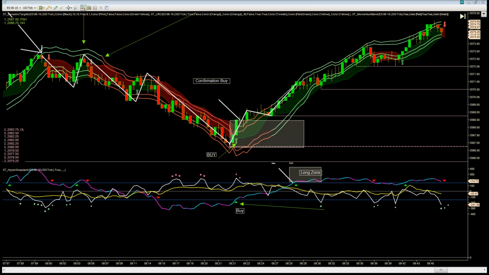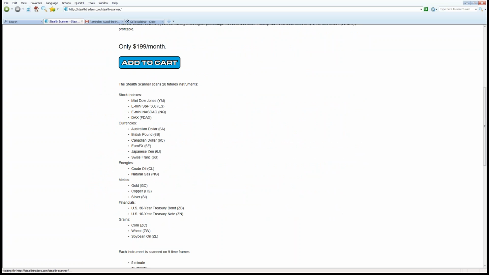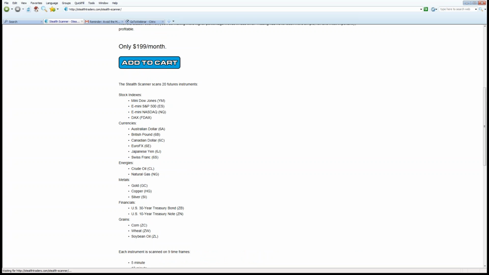Yeah, there was one question, but I took care of it through the question area. Someone wanted to know if the email signals are only with the hyper snapbacks, and that is correct. You will get emailed when there's a hyper snapback signal on any one of those instruments and any one of those time frames. So the Stealth scanner is scanning 180 charts. That's 20 instruments on 9 time frames, and whenever there's a hyper snapback signal on any one of those 180 charts, that's when you get an email. You do not get emailed for the regular snapback signals.